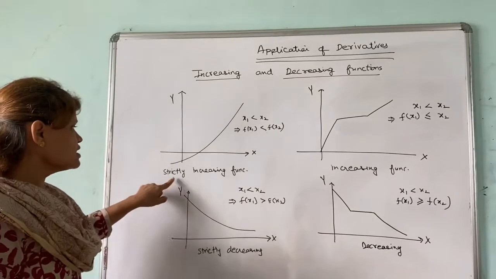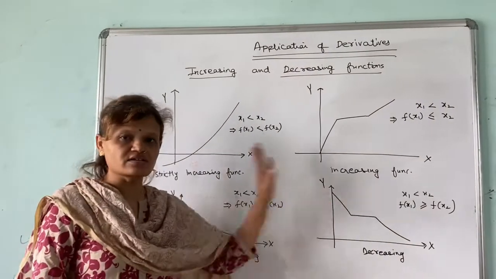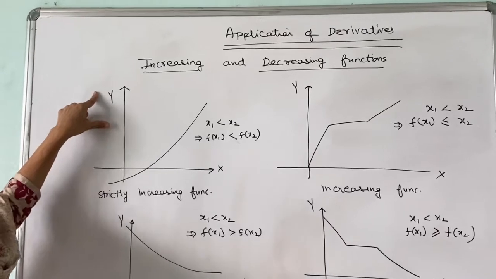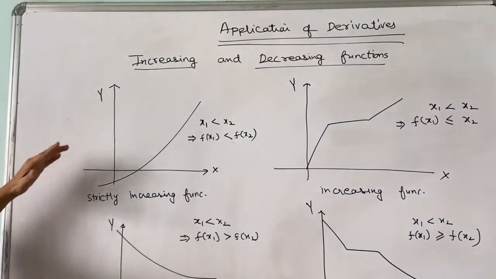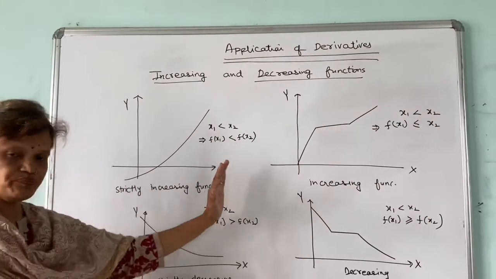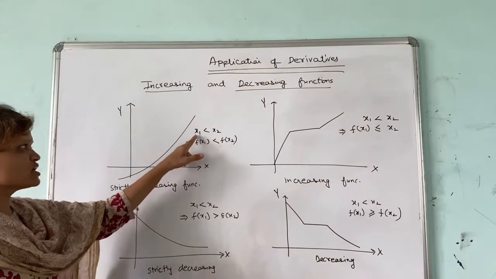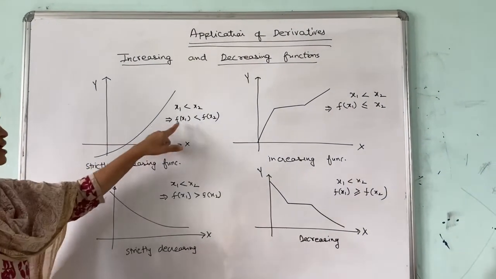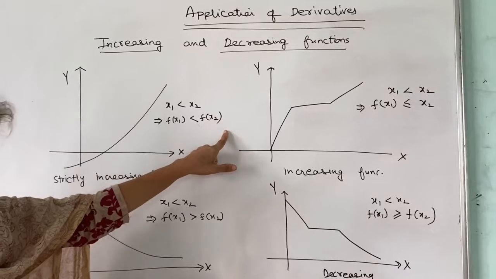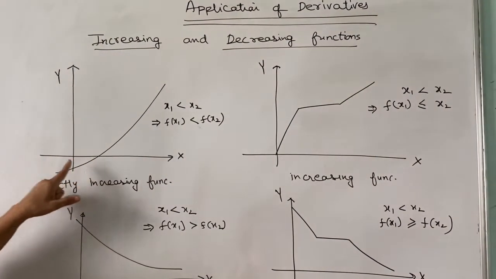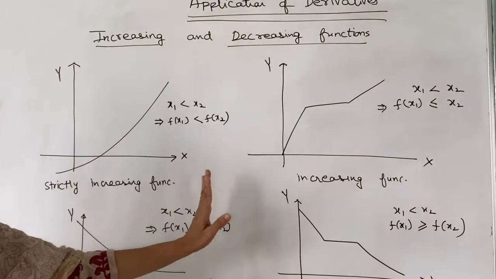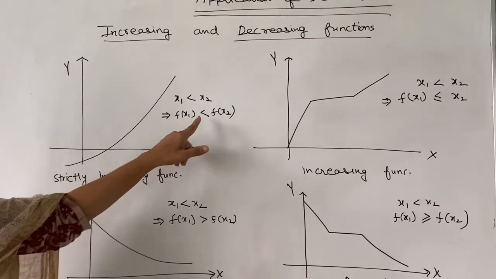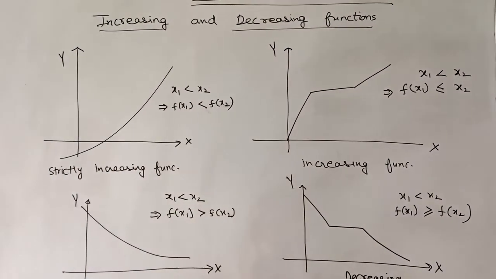In increasing there is strictly increasing and increasing function. Now you can see the graph x versus y, that is f of x. As we go from left to right, that is x1 to x2, that is x1 is less than x2, then in that case f of x1 is less than f of x2. It means as we go from x1 to x2, from left to right, the function is also increasing. That is strictly increasing, it is not equal anywhere.